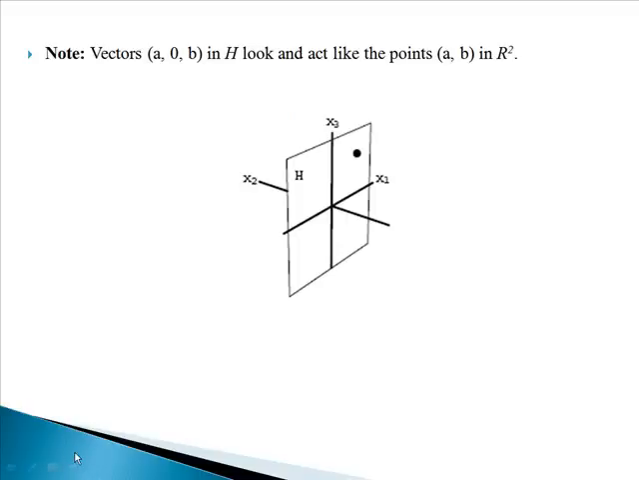So I was saying at the beginning of that example that we were kind of going to look at how these resemble R2, these vectors that are a subspace of R3. And the vectors in H look and act like the points A, B in R2. Because we have 0 for the second entry, they still are just looking like the Cartesian plane. So right here, this point is A, 0, B, but it does look and act like the points A, B in R2.